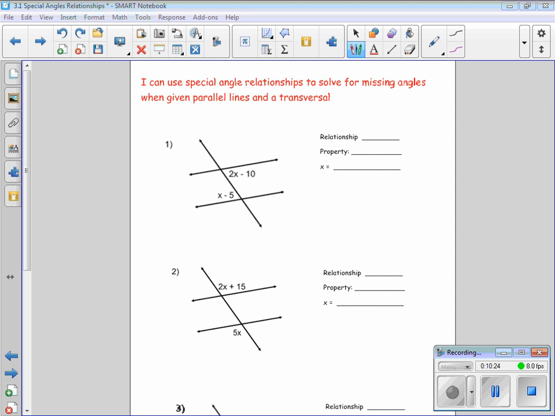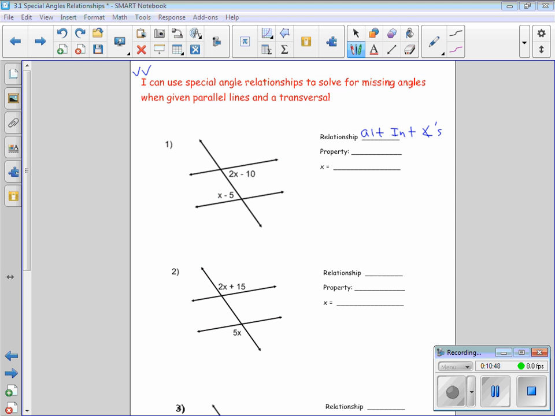Or let me just state what the relationships are, and then that should allow us to start setting up equations. One of the I can statements that we have to do is, given parallel lines, be able to write equations and find missing angles. So let's go ahead and fill in that information. The relationship would be the name, and then the property is what I'm going to state in a second. So go ahead and see if you can write down the relationship name. It's one of our special angle names.